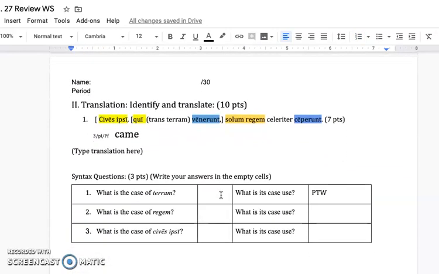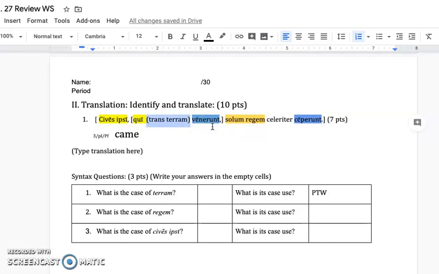We're running out of time, unfortunately, but let's take a look at this sentence. I've gone through here and marked the sentence. So cives ipsi begins the clause. It's our nominative subject. Everything in yellow is our nominative subject. Qui says, heyo, start a new clause. Then I've got my prepositional phrase, trans terram.